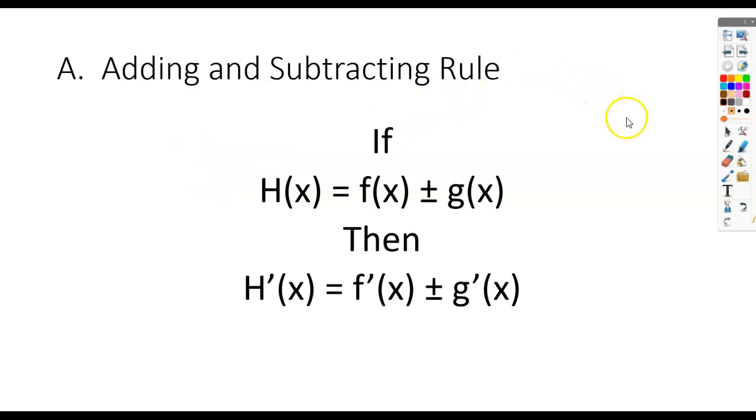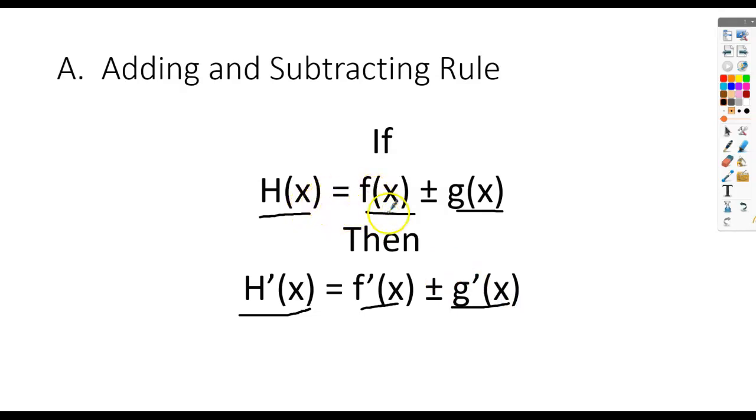So here's our newest rule that I'm going to be sharing with you guys. It's the adding and subtracting rule. Now, let's say I give you a function called h, and that function h is really just two other functions, or even more, being added or subtracted together. If you want to find the derivative of h, then all you have to do is find the derivative of each piece separately.